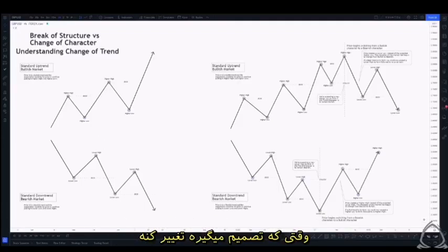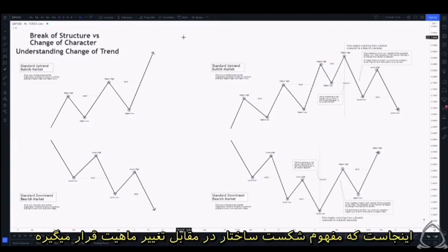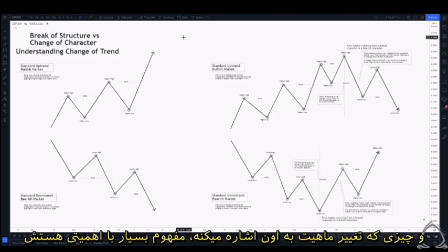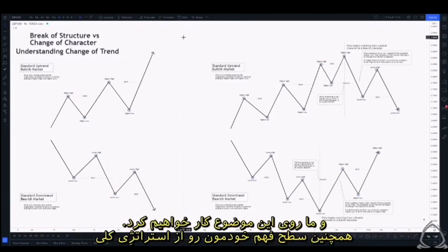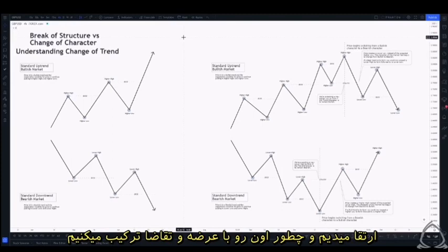does decide to change. That's where the concept of understanding breaks of structure versus change of character, and what change of character implies, is an incredibly important concept, and we'll be building on this as we begin to increase our level of depth and understanding of the overall strategy and how it integrates to supply and demand.